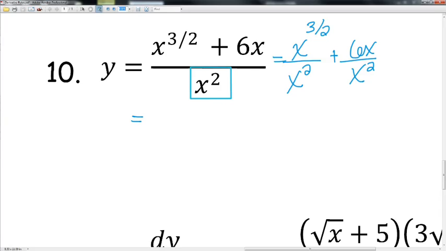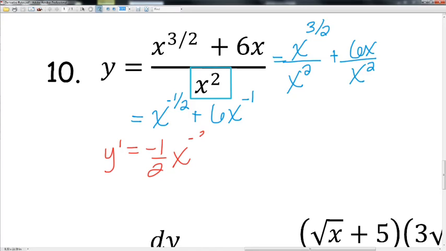Well, that's going to be, let me see here, 4 halves. So this will be x to the negative 1 half plus 6, and then 1 minus 2 is x to the negative 1. And so now I'm ready to take my derivative. So this will give me negative 1 half x to the negative 3 halves plus 6, negative 6x to the negative 2.